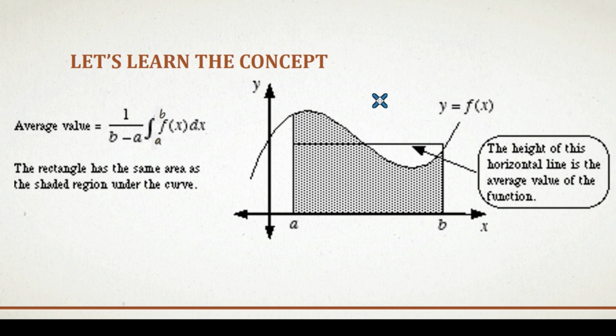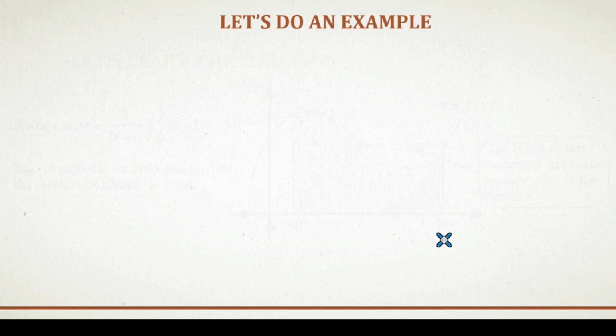The average value theorem helps us find the average height or average value of a function. If we have a function f of x and this shaded area is the area under the curve of f of x from its bounds a to b, and we create a rectangle that also goes from a to b and has the same area as this shaded region, then the height of this rectangle is equal to the average height of this function. We can find the height of the rectangle by taking the area of the rectangle and dividing it by the width, correct? That helps us derive this formula: if we have the area under the curve and we divide it by the width, then we can find the height, or the average value, of the function. So let's jump into an example.